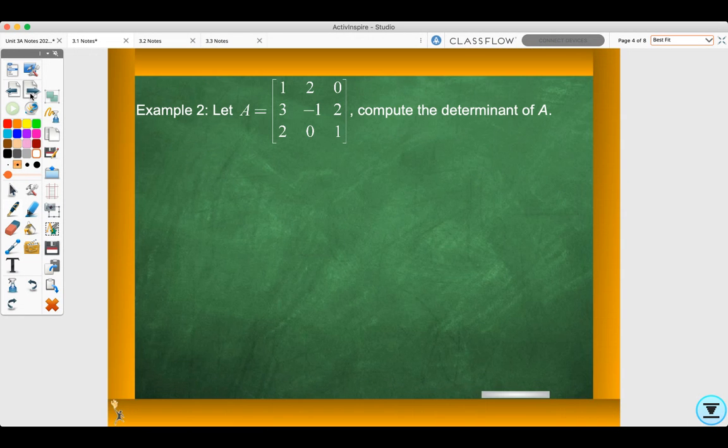So let's look at example 2 and use this definition. Let A be this matrix, compute the determinant of A. First, if I use row 1, column 1, it would be 1 times the determinant of the remaining matrix, which would be negative 1, 0, 2, 1. Minus, now if I do the first row, second column, that would give me a 2 times the determinant, and I'm left with 3, 2, 2, 1. And then the last one would be plus 0, because that is the first row, third column, and I'm left with 3, 2, negative 1, 0.